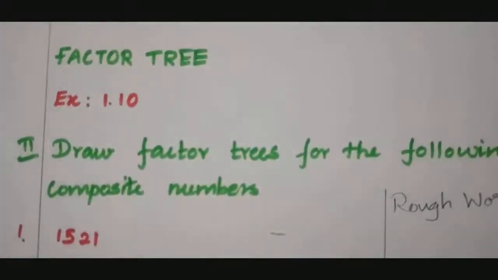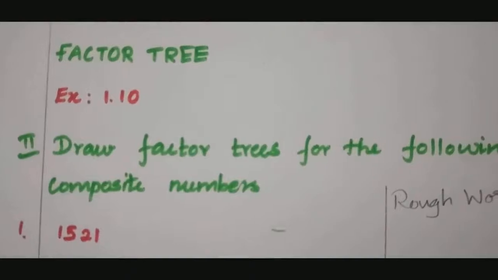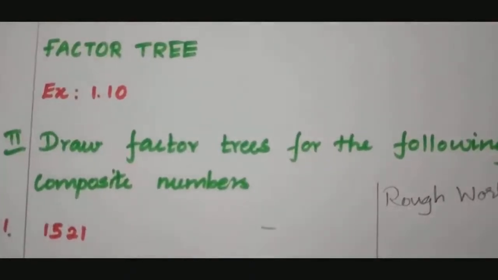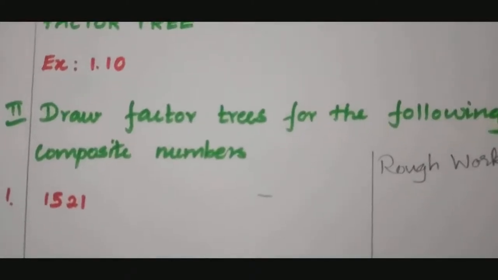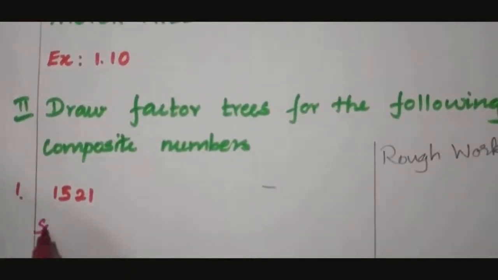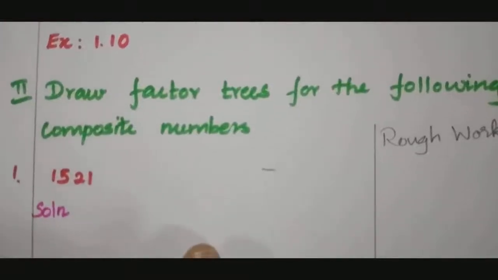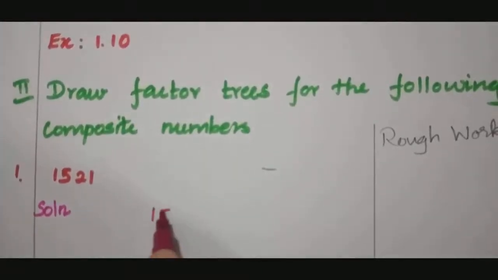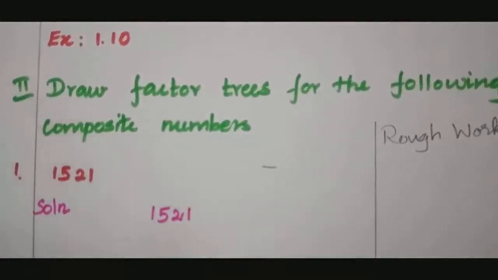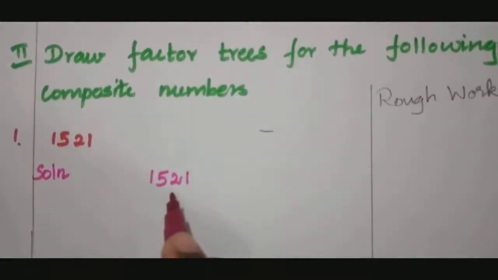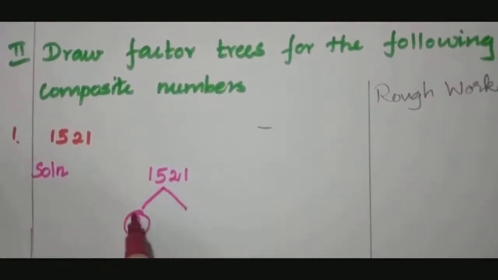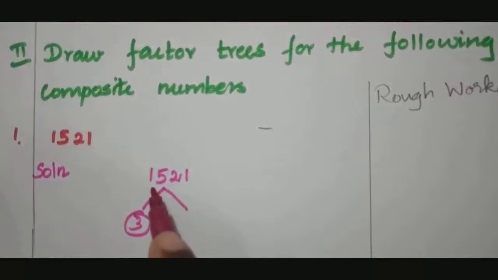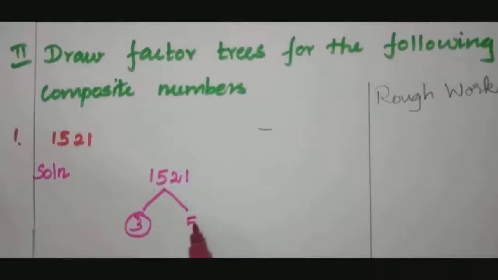Exercise 1.10, second Roman letter. Draw factor trees for the following composite numbers. So the first question, 1521. Let us solve this one. So start with 3 tables. Divide 1521 by 3. 5 3s are 15.